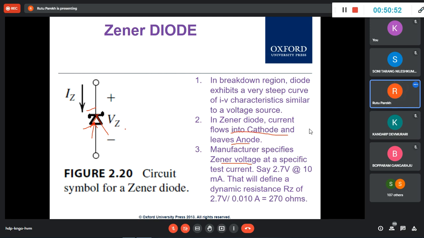current. And below 3 volt, it is not conducting. Okay, so that's what it means. So this is Zener voltage. We'll see all this, say 2.7 volt at 10 milliamps. So they will give the Zener voltage and a test current. So what is the current at that voltage? And it will also define the dynamic resistance. From that, you can find out the dynamic resistance of the diode.